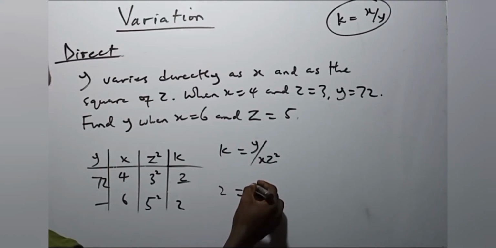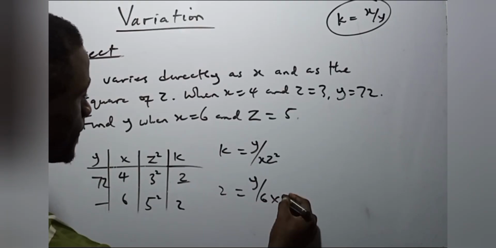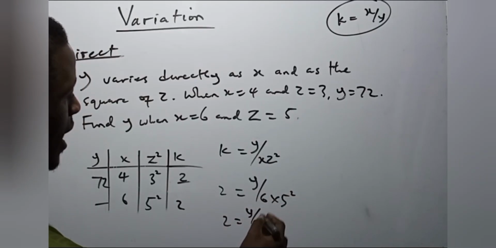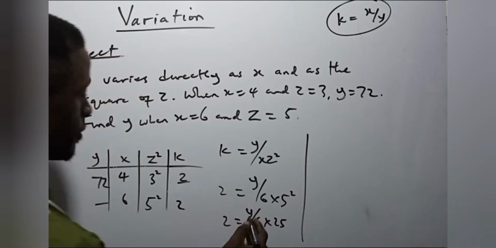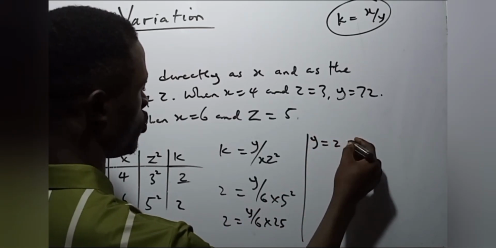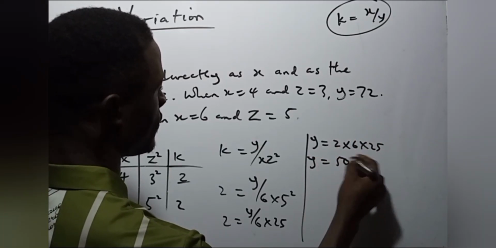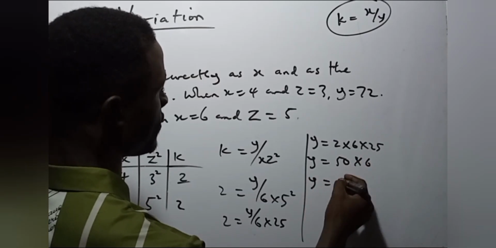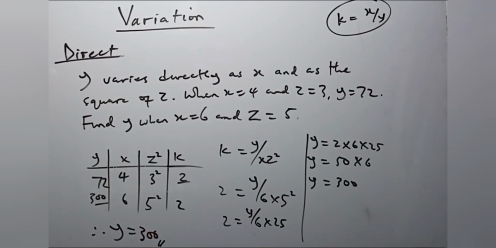Now 2 is equal to Y, we are looking for the Y, over X, X is 6, multiplied by Z squared, which is 5 squared. So that would be 2 is equal to Y over 6 times 5 squared, which is 25. So just cross multiply. Since Y is what you are looking for, Y is going to be 2 times 6 times 25. 2 times 25 will give us 50, times 6. So Y is equal to 50 times 6, which gives us 300. So it means that this place is going to be 300. Therefore, Y is equal to 300 for this particular question.